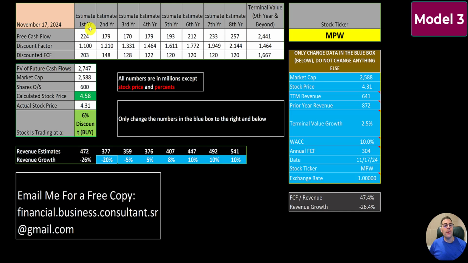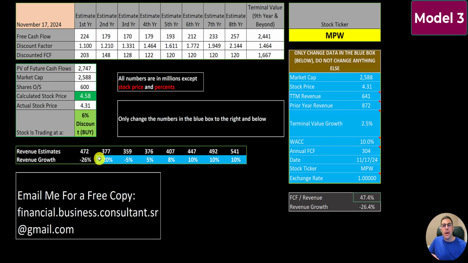So the free cash flow estimate is pegged to the revenue. The way I calculate first year free cash flow, which would be 2025, I take the $472 million, multiply by the 47.4%. And the way I got 47.4%, that's the percent of their revenue they converted to free cash flow. They generated $304 million of free cash flow in the trailing 12 months.